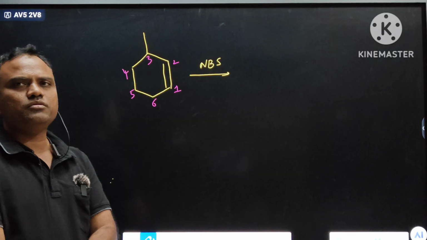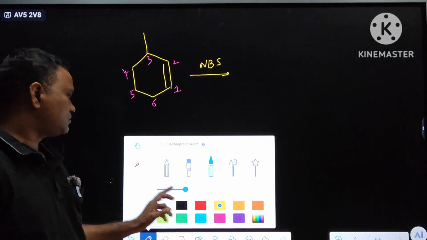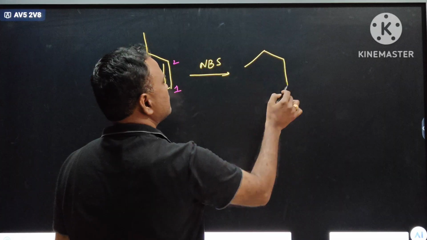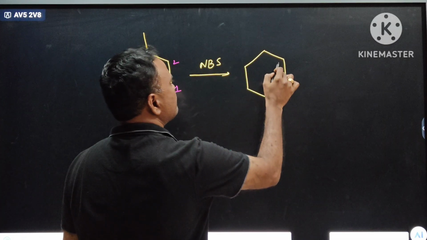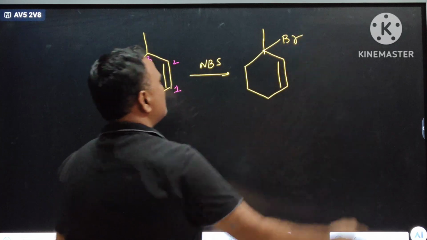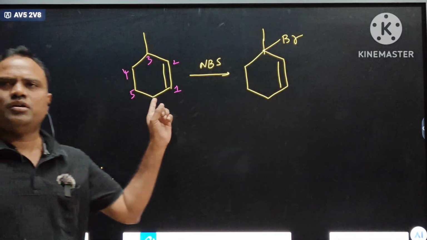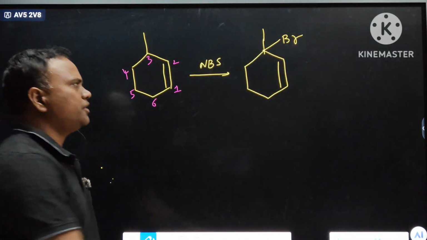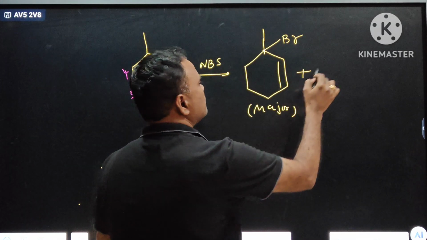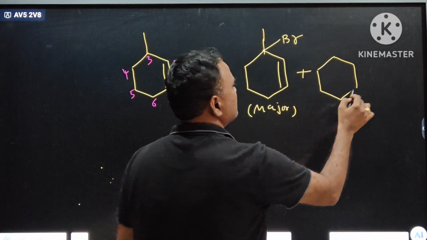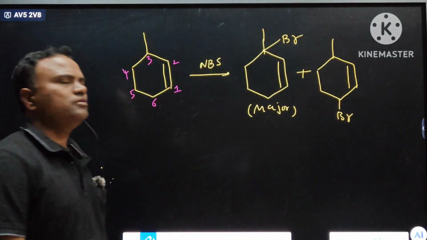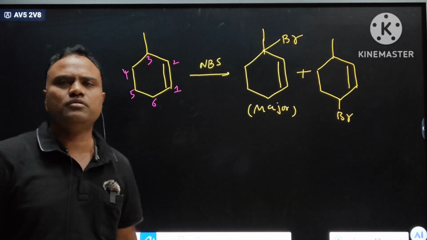Why third position? Very good. Tertiary free radical. See, here I'll explain the mechanism. The 6th one also, but the major product is this one. You will get this one also, but this is minor only. Major product is this one, right?